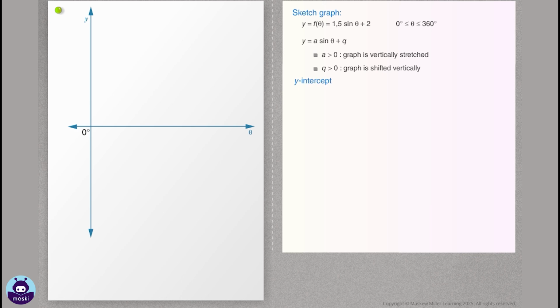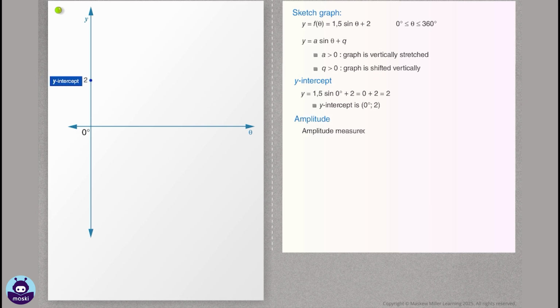The y-intercept is found by setting x equals 0 in the function. y equals 1,5 sine 0 degrees plus 2 equals 0 plus 2 equals 2. The y-intercept is 0 degrees, 2. We also mark this point on our sketch.